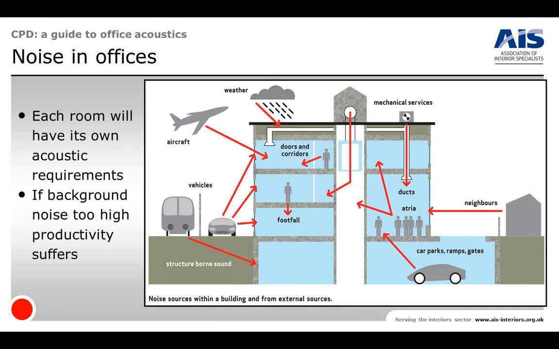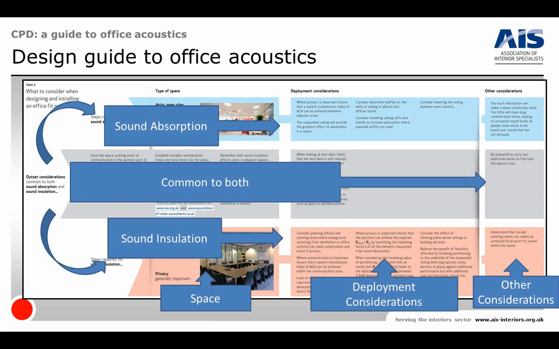Within our guidance notes, we have a flow chart. And the flow chart is there to help you and your clients, anybody making a decision, to understand what the space is going to be used for and then how you can achieve that within the space. So the first thing to look at is what noise is in the space, and then what am I going to use the space for? Do I want privacy or do I want communication? Because those two things are actually different.